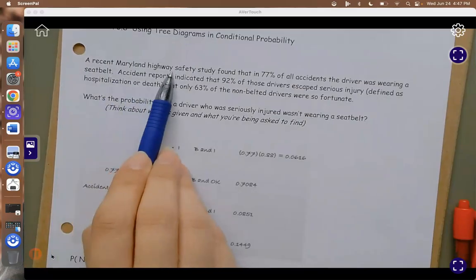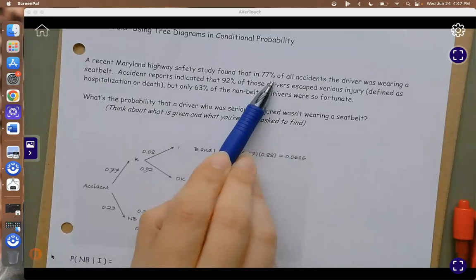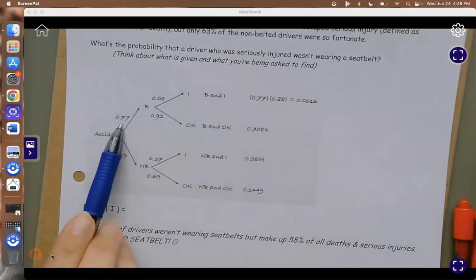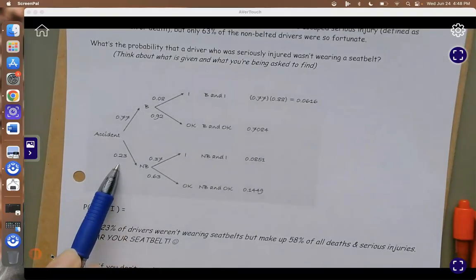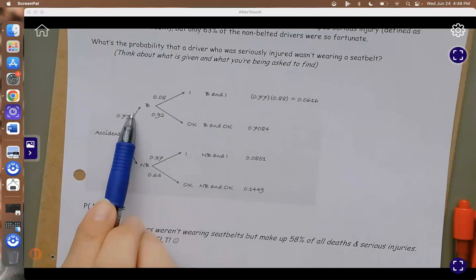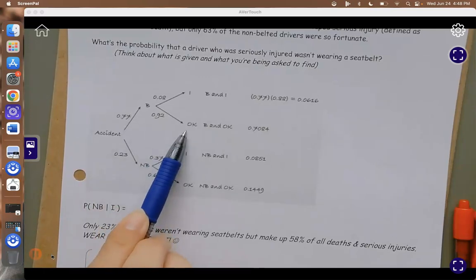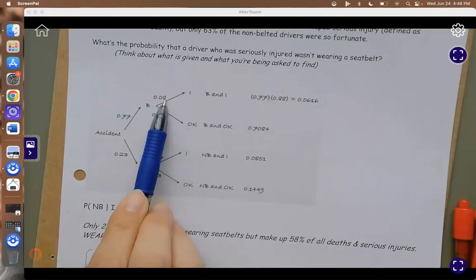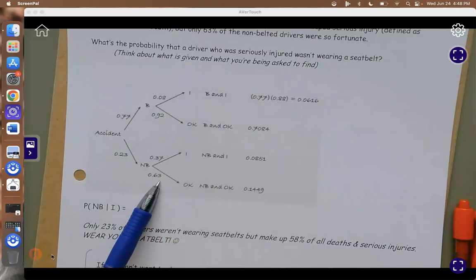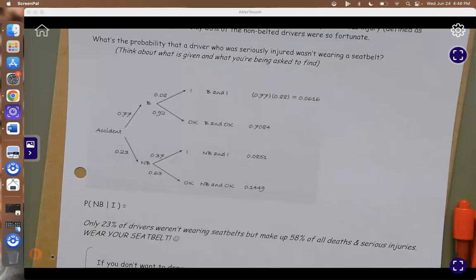So a recent Maryland highway safety study found that in 77% of all accidents the driver was wearing a safety belt or a seat belt. Okay, so 77% were, so that means that 23% weren't. Accidents indicated that 92% of those drivers escaped serious injury. Okay, that means 8% were injured that did have seatbelts on, but only 63% were okay that didn't wear seatbelts. So that means that 37% were injured.